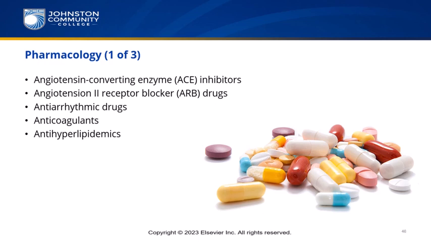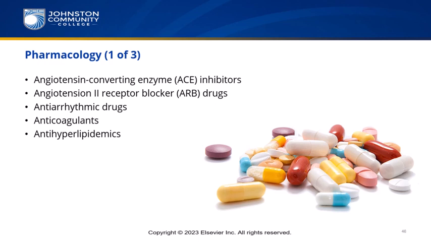Angiotensin II receptor blockers, ARBs, are drugs that lower blood pressure by inhibiting angiotensin II from binding its action sites. Example would include Avapro. Antiarrhythmic drugs work via various mechanisms to treat cardiac arrhythmias and restore normal sinus rhythm. Example would include Lanoxin. Then we have anticoagulants. Remember, anti is our prefix for against, and coagulant means clotting. So these are drugs used to prevent the formation of blood clots. Examples would include warfarin and heparin.